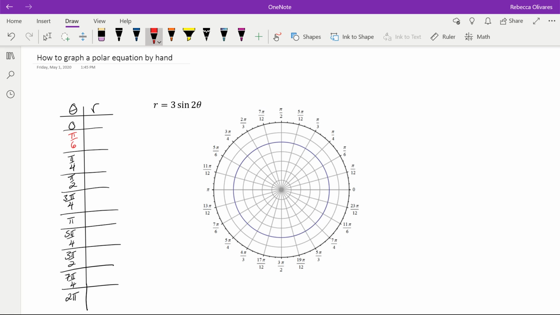Okay, in this video, I'm going to show you how to graph a polar equation by hand. The equation that I'm going to graph is r = 3 sin(2θ). When you're graphing these by hand, you're going to want to make a table of values.